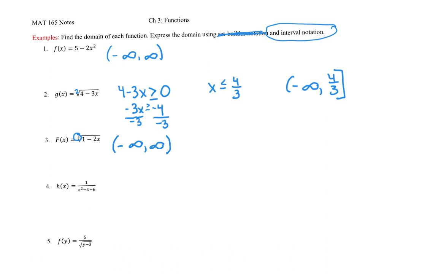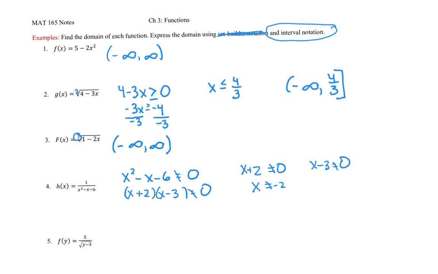In number 4, we have a fraction. And remember, we cannot have 0 in the denominator. So we have to make sure that whatever is plugged in for x, we do not have 0 in our denominator. I'm going to go ahead and factor this. And then I'm going to use my zero product property. So in this case, x cannot equal -2 and x cannot equal 3. To write this in interval notation, we'd write our domain like this.